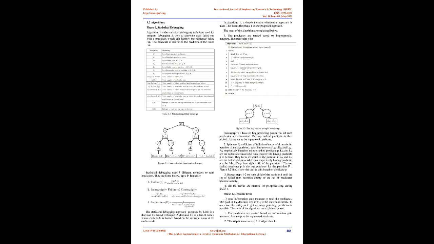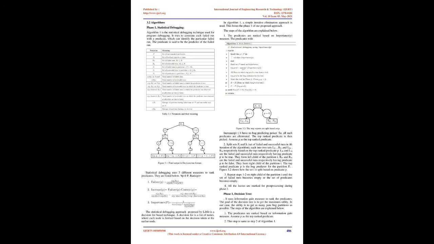3.2 Algorithms. Phase 1, Statistical Debugging. Algorithm 1 is the statistical debugging technique used for program debugging. It tries to associate each failed run with a predicate, which can identify the particular failed run. The predicate is said to be the predictor of the failed run. The statistical debugging approach proposed by Liblit is a decision list-based technique. A decision list is a list of nodes, where each node is formed based on the decision taken at the earlier node. In Algorithm 1, a simple iterative elimination approach is used.